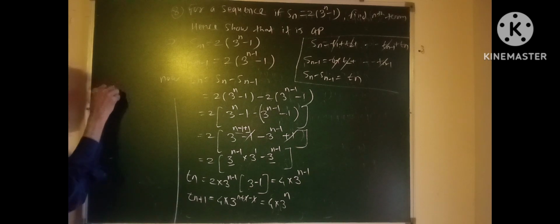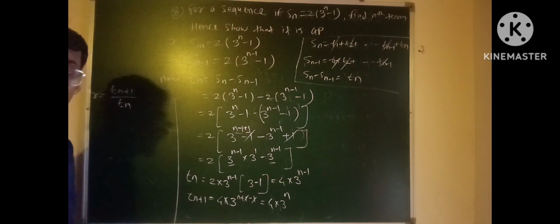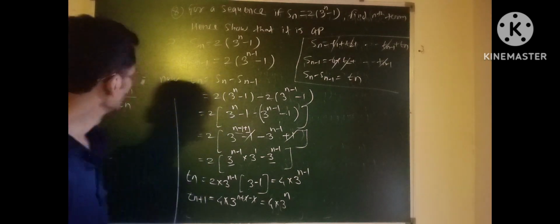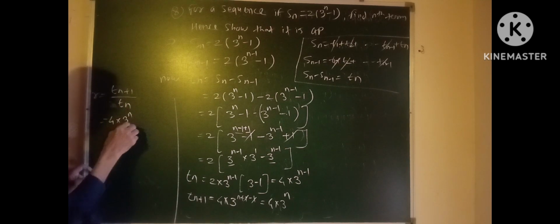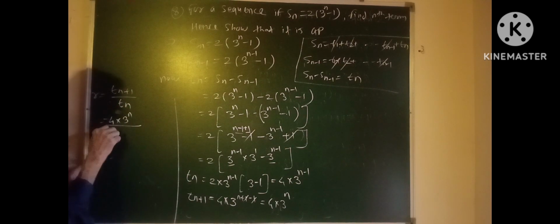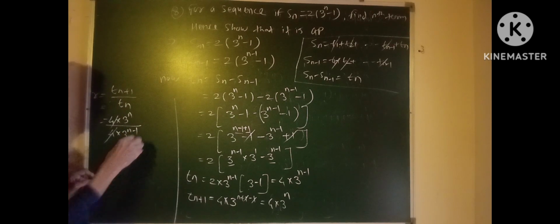Write the ratio as Tn plus 1 upon the previous term. This ratio we want constant. So Tn plus 1 is 4 into 3 raised to n, and Tn is 4 into 3 raised to n minus 1. The 4s cancel.